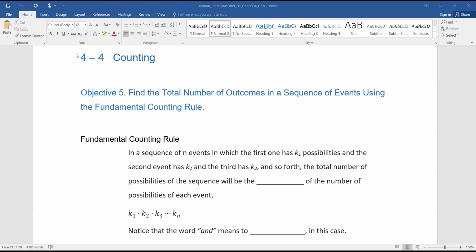In a sequence of events, in which the first one has K1 possibilities, the second has K2, and the third has K3 possibilities, and so forth, the total number of possibilities of the sequence will be the product of the number of possibilities.